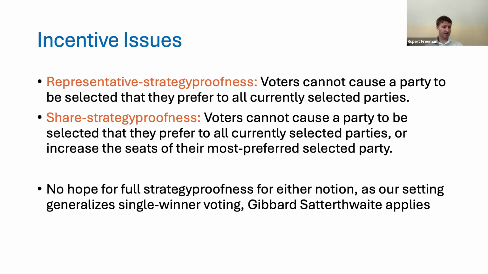By the observation from earlier that we're generalizing single winner voting, there's really no hope for full strategy proofness in either of these cases, right? Because Gibbard said it the way it applies. So at least in their full generality, we wouldn't expect to be able to satisfy these properties. Instead, what we're going to do is look for politically plausible situations where we might be able to obtain some guarantees, so that we can still make some meaningful comparisons between our rules in terms of their incentive properties.